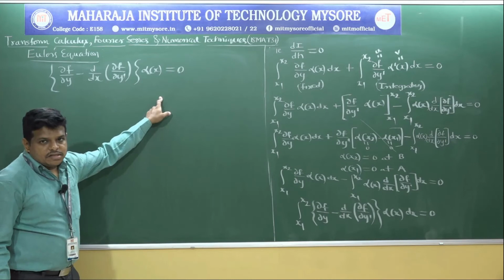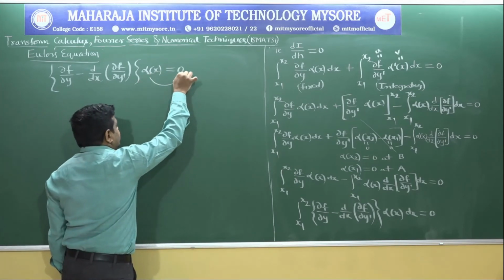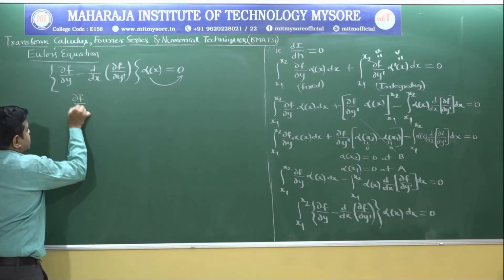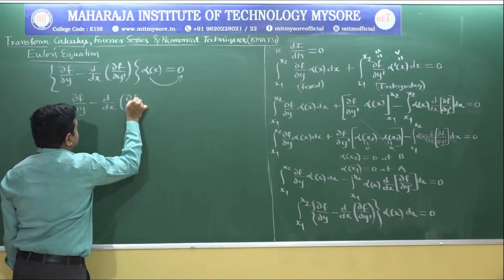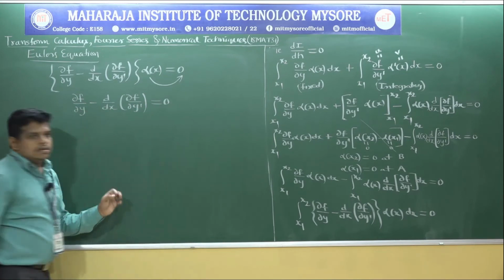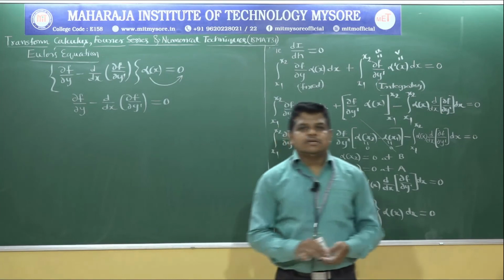Since alpha of x is an arbitrary function, equating the remaining factor to 0, we end up with ∂f/∂y minus d/dx of ∂f/∂y dash equals 0. This is the expression for Euler's equation.